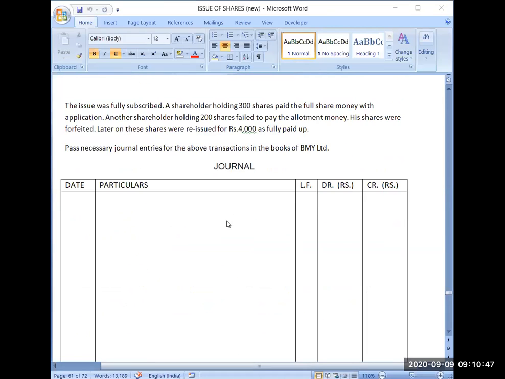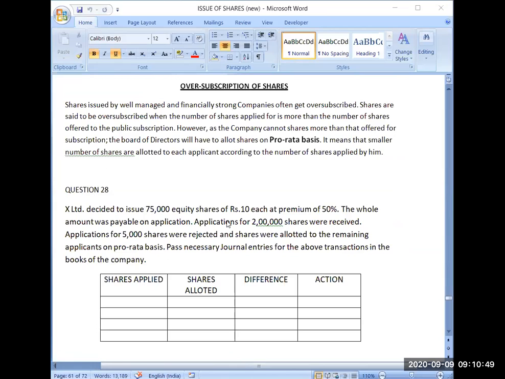So we have done forfeiture and reissue of shares. Now today we are doing oversubscription of shares, and it is the most important topic of this chapter. In your exams, an oversubscription question will be there for sure. Forfeiture and reissue will also be there.